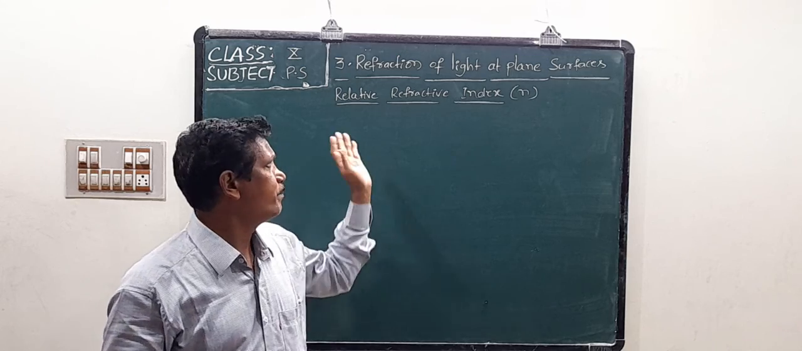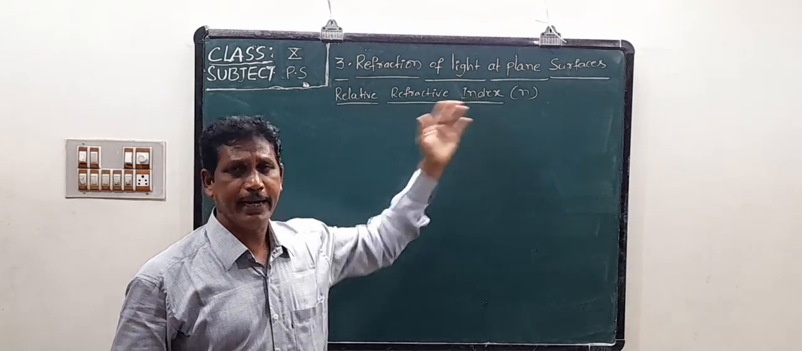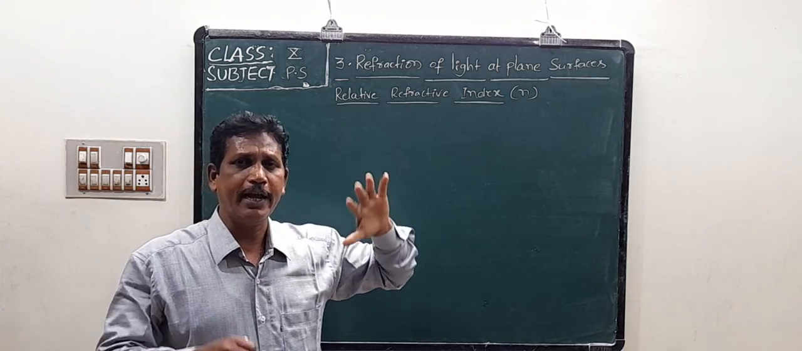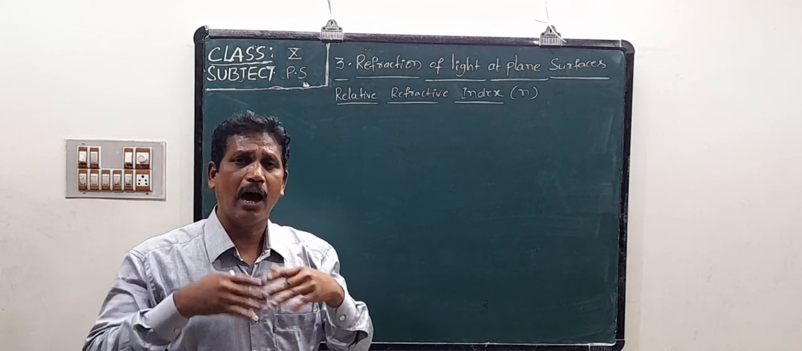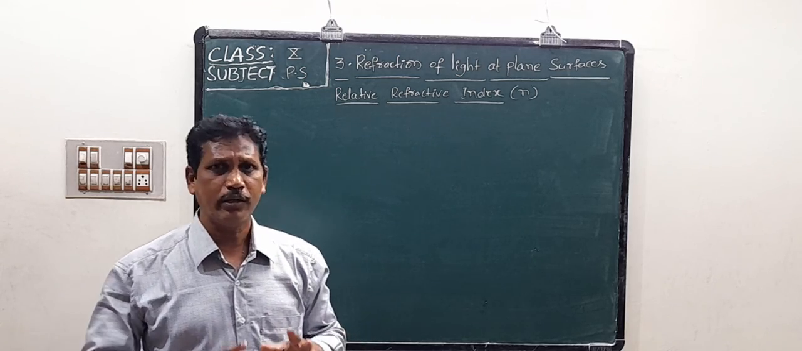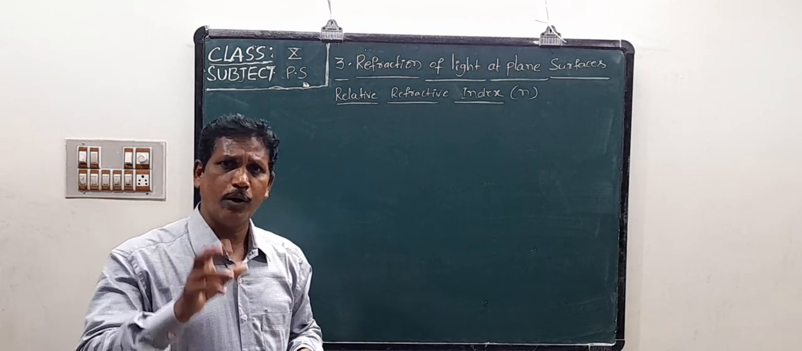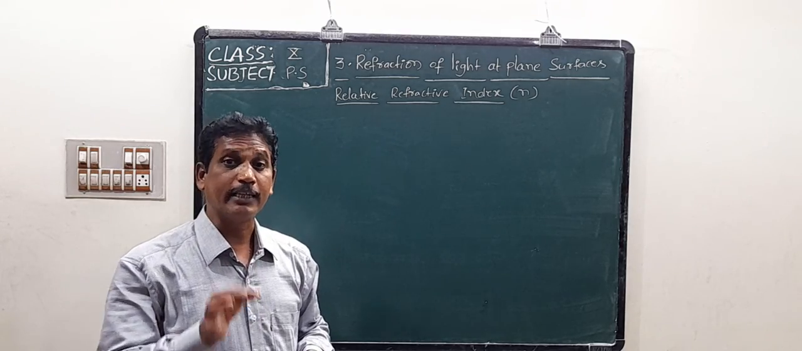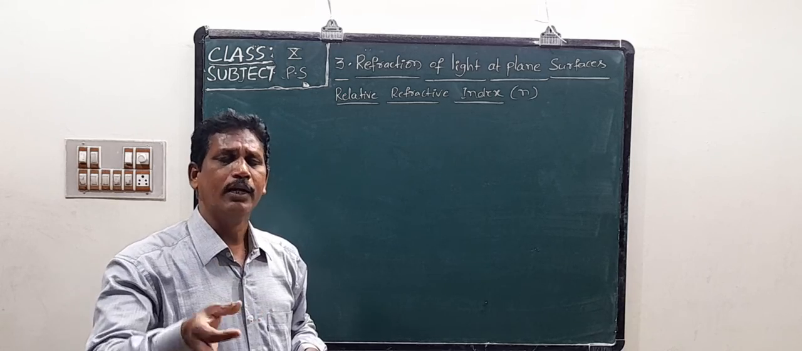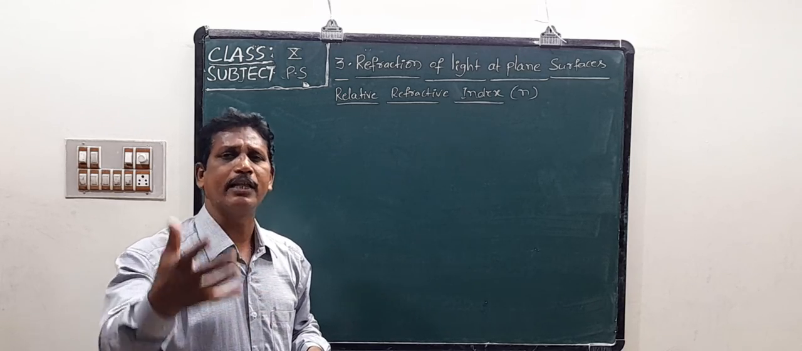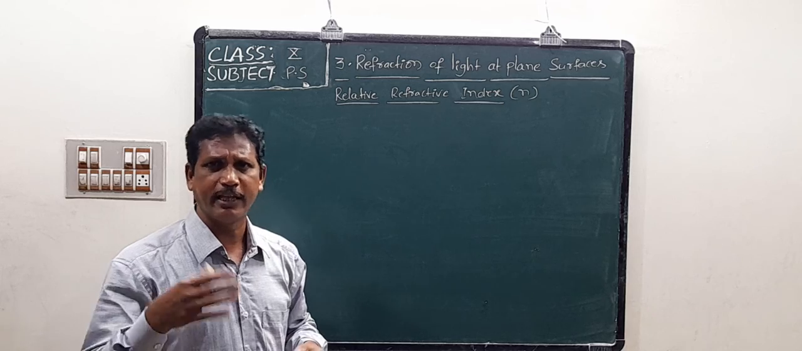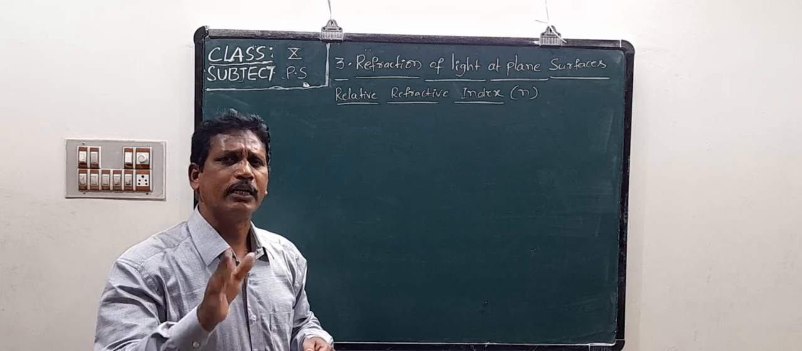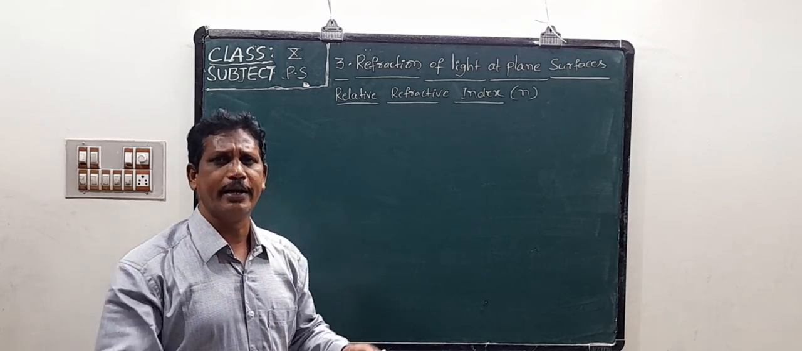Now we discuss the relative refractive index. Relative refractive index is also a ratio. This is a ratio between the speed of light in one medium to the speed of light in another medium, or the speed of light in the first medium to the speed of light in the second medium.